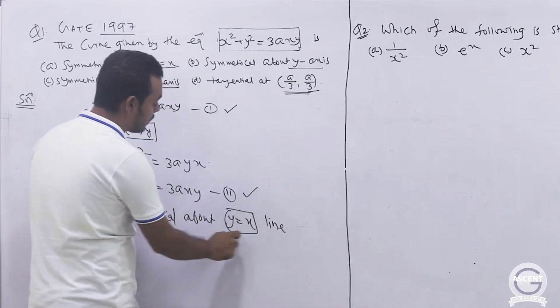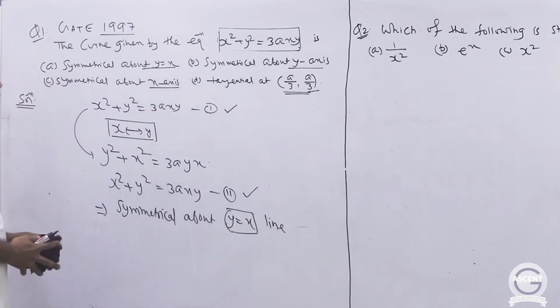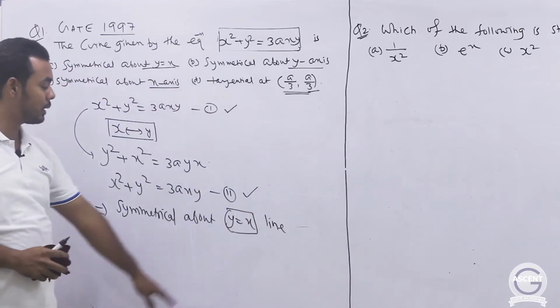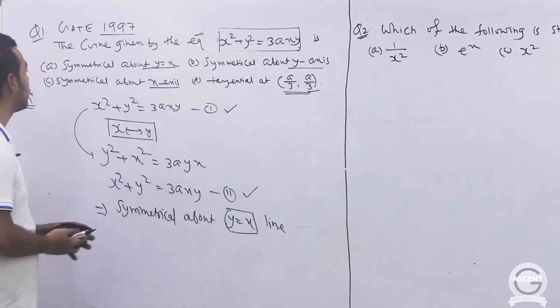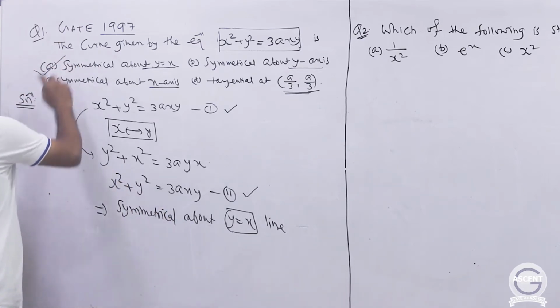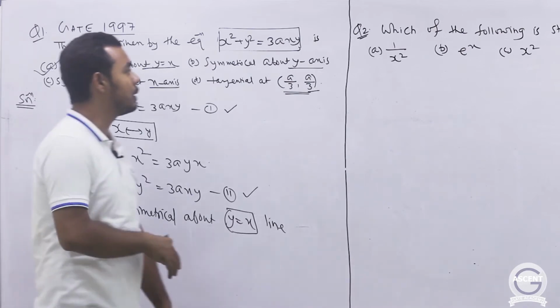This was our third general point, that if you interchange x and y and you get the same equation, then the graph will be symmetrical about the y equals x line. So here the correct answer is option A. So this was a very easy problem.